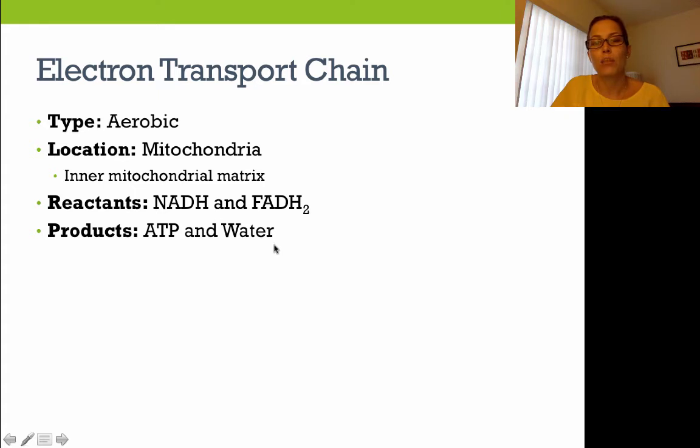And the electron transport chain is where we produce the vast majority of ATP that is going to provide cellular energy for the cell. So glycolysis and the Krebs cycle only produce small amounts of ATP. The electron transport chain is where the vast majority of ATP is produced.